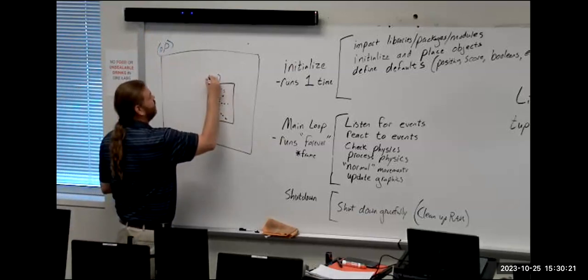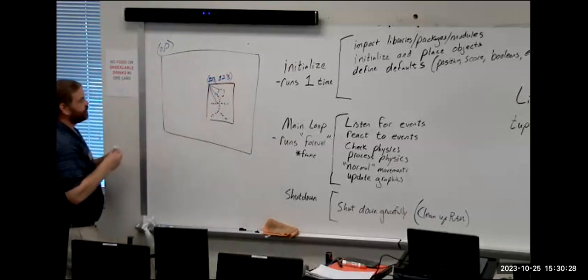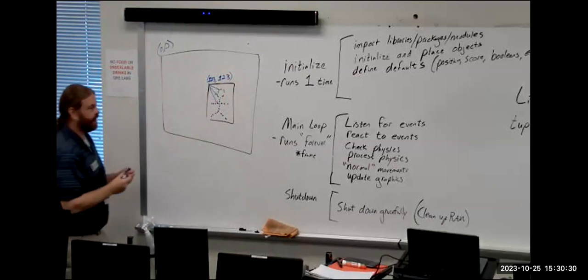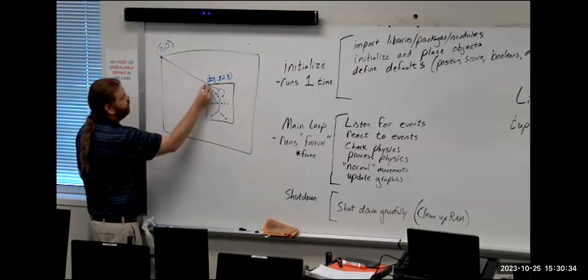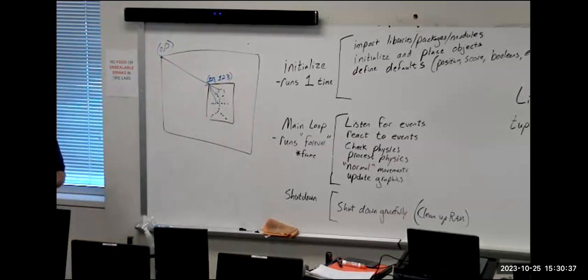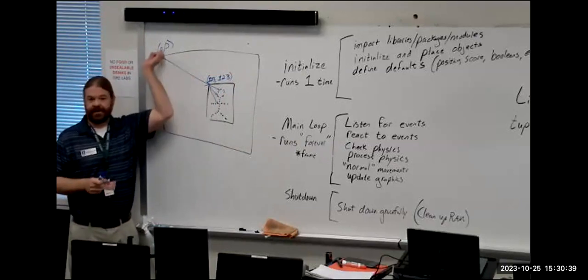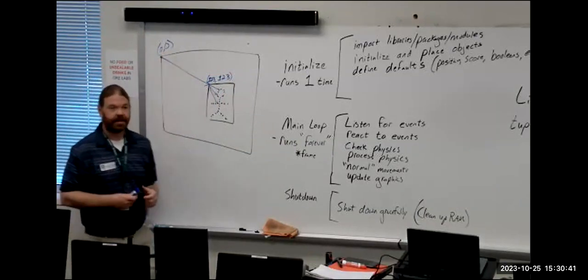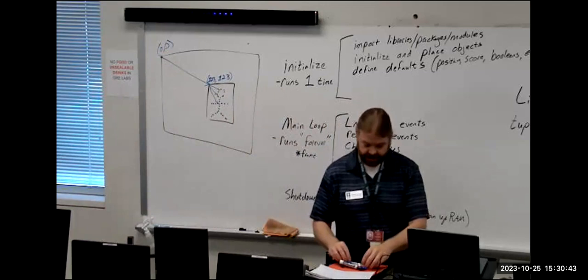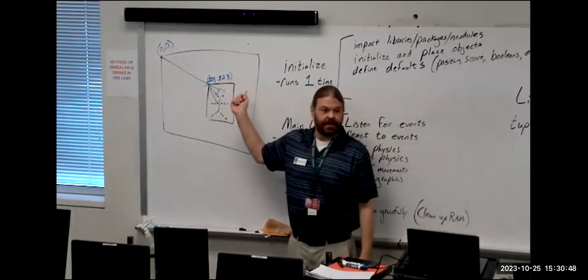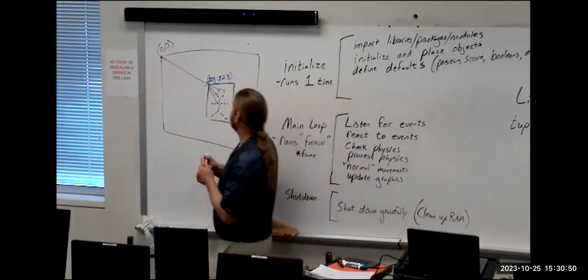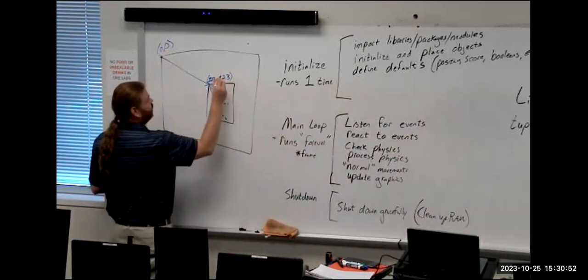Actually, our player was at 123, 123, wasn't it? And that is based off of our origin, which is relative to the screen origin. So what do we need to do in order to move up? Increase the Y-axis. Yes.